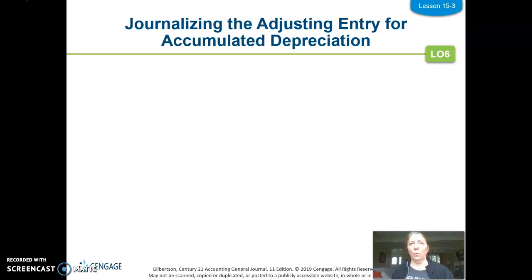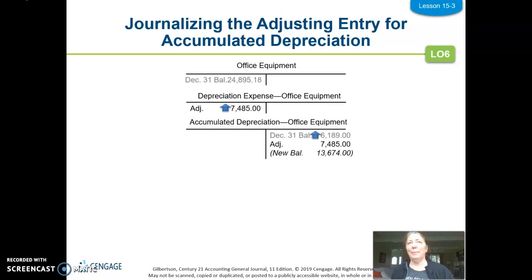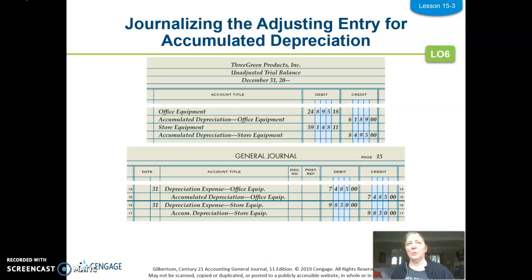So what is the journal entry that we make? And I'm just going to do it here. So the journal entry that we make, if we calculate what the depreciation is, and we're not going to go through that, we'll do it in a problem. We debit expense and we credit accumulated depreciation.